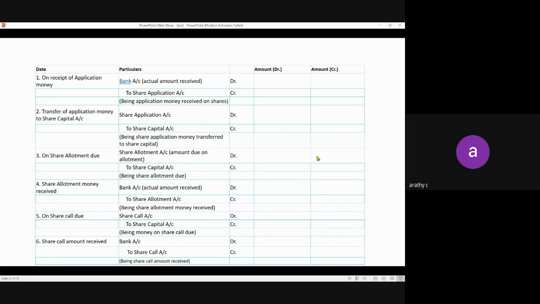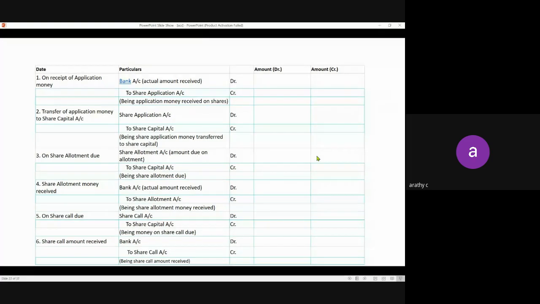Application money receipt entry comes first. That is, bank account debtor to share application account. The bank account is the actual amount received. So what is the actual amount received on application money? That is bank account debtor to share application account.